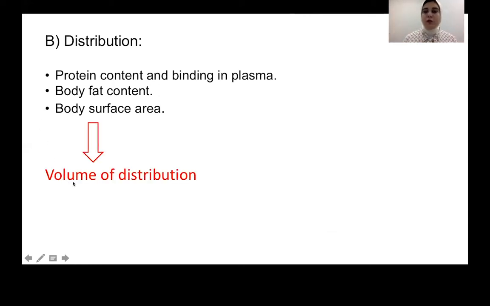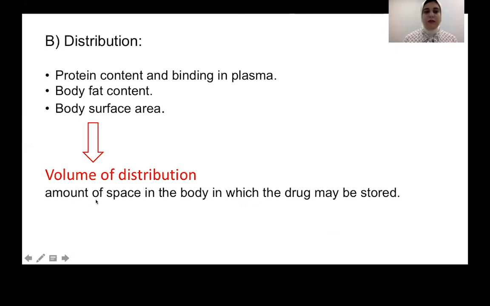And I want you to know this definition. What is the volume of distribution? It is the amount of space in the body in which the drug may be stored. It means which parts of the body will get the drug. Usually there is a homogeneous distribution of the drug. It means there is an equal distribution in all parts of the body.